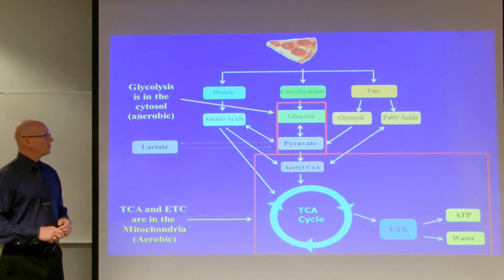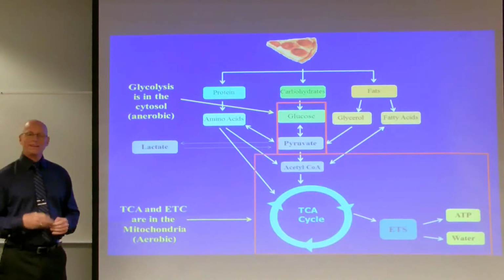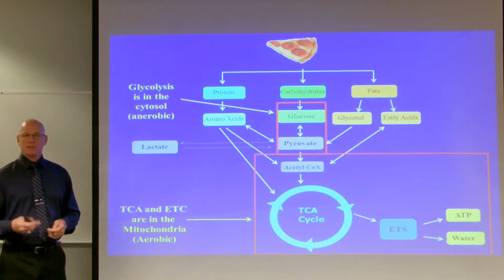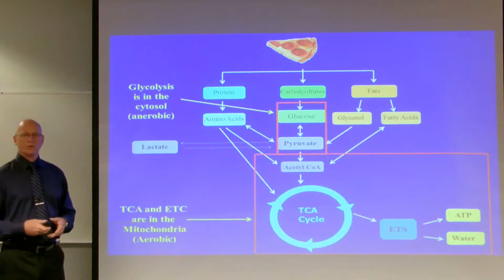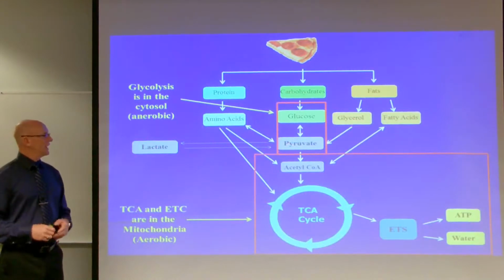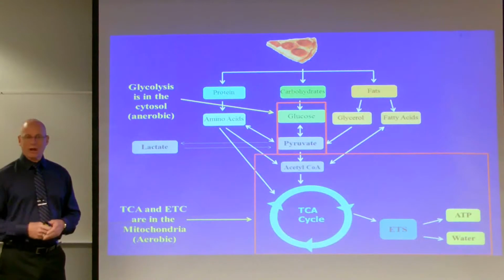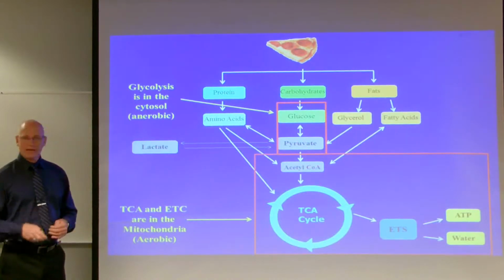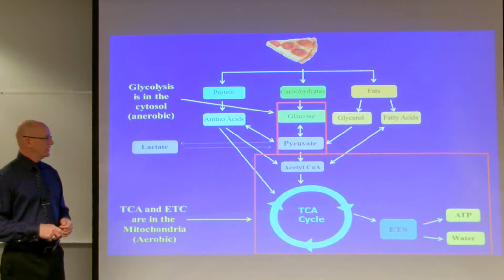And pyruvate can also go back to glucose, but it is not a reversal of glycolysis. It is actually gluconeogenesis. Gluco meaning glucose, neo meaning new, and genesis is the creation of new glucose. And that process takes several different substrates and enzymes, so it's not a reversal of glycolysis. But acetyl-CoA, once pyruvate goes to acetyl-CoA, it is committed and it can't go back to pyruvate.